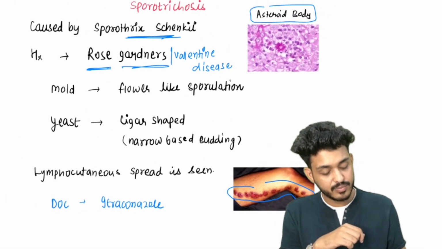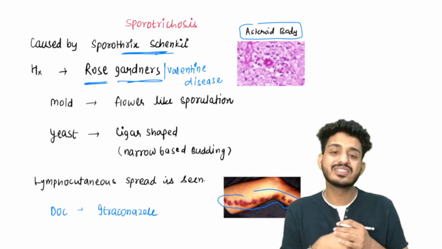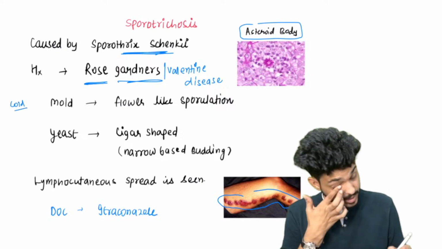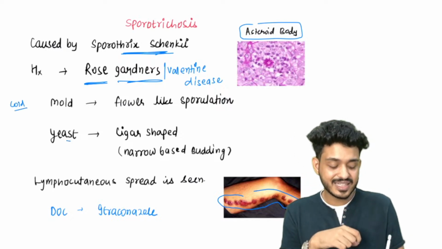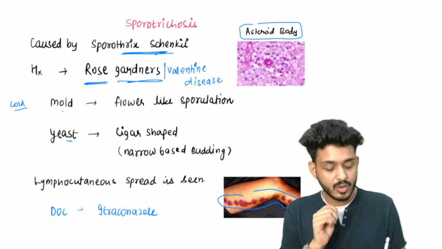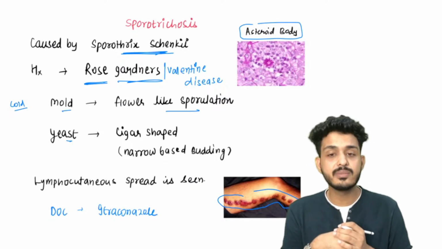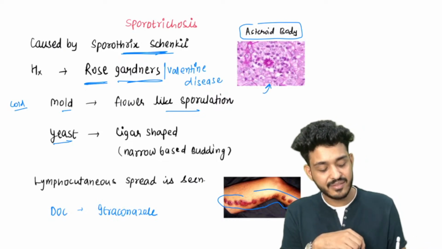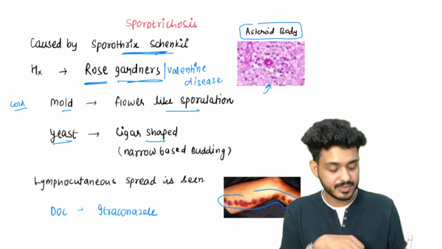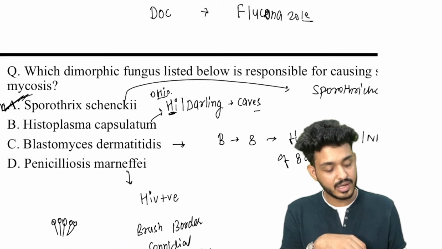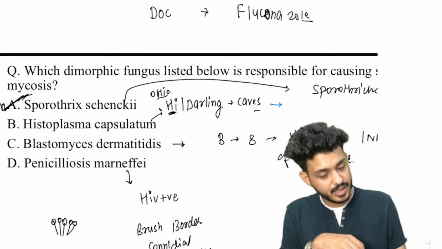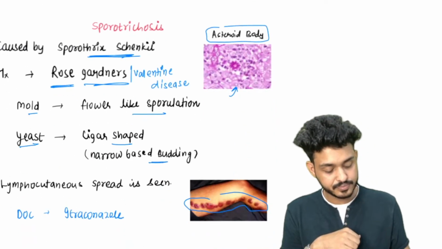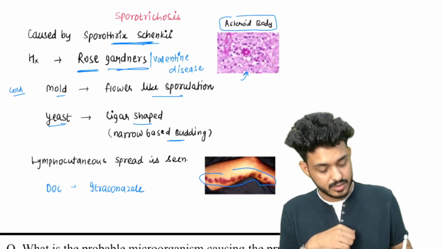It is a dimorphic fungus that is present in both mold and yeast form. Mold will be seen at the cold temperature, around 25 degrees, and the yeast form at 37 degrees. What kind of sporulation will you find? You will find flower-like sporulation. The yeast will have cigar-shaped narrow-based budding. Narrow-based budding you will also find in Histoplasma. So this is about sporotrichosis.